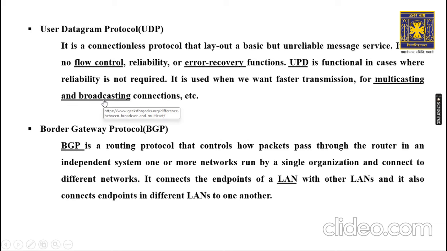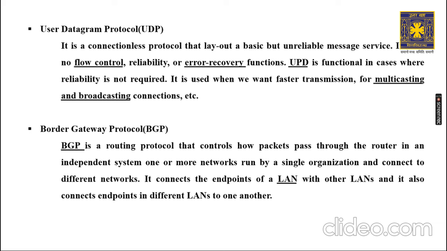Then we have another protocol called Border Gateway Protocol, also called BGP. BGP is a routing protocol that controls how packets pass through the routers in an independent system, one or more networks run by a single organization and connected to different networks. It connects the endpoints of a LAN with other LANs, and it also connects endpoints in different LANs to one another. BGP is one type of routing protocol.